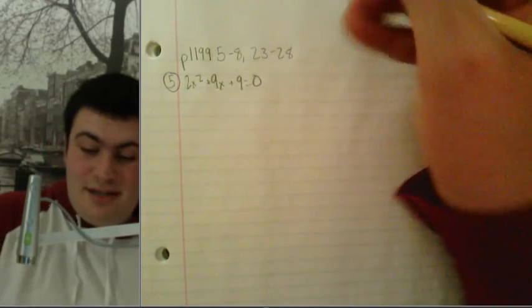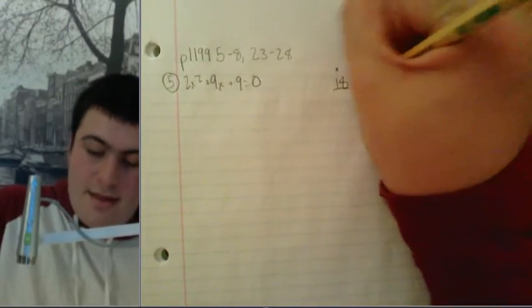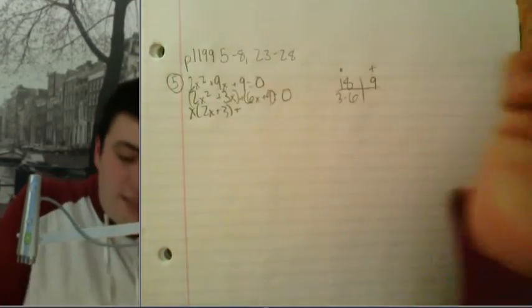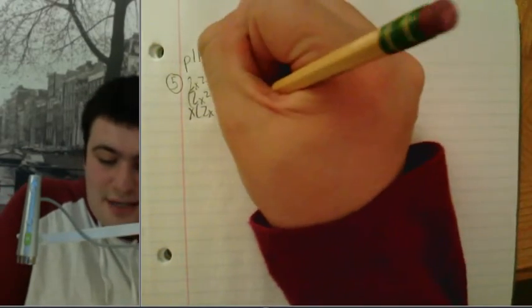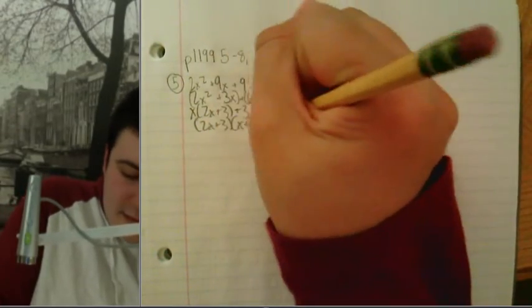Yes. We factor. What multiplies to 18 and adds to 9? Well, I can think of 3 times 6. So I'm going to say 2x squared plus 3x plus 6x plus 9 equals 0. Apply my groupings. 2x squared plus 3x has a common factor of x, 2x plus 3, plus 6x plus 9, greatest common factor of 3, left with 2x plus 3. So I have 2x plus 3 times the group x plus 3 equals 0.